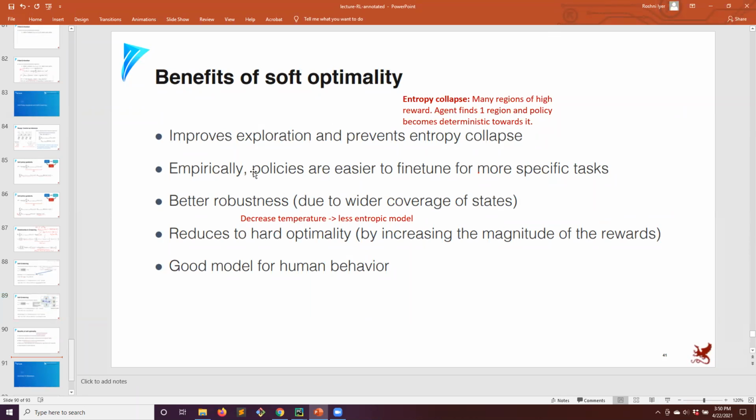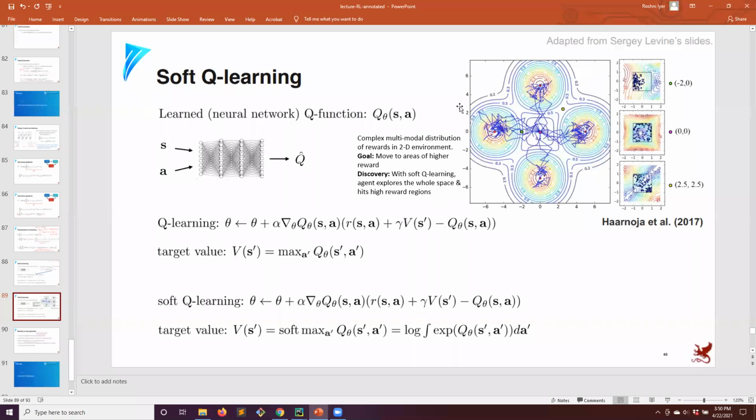The other thing is that empirically, it's seen that the policies are easier to fine tune for more specific tasks, and there is better robustness because it's able to cover more states, it's able to explore more.